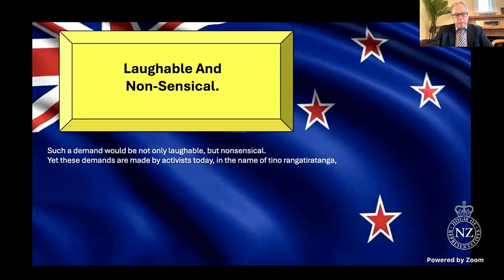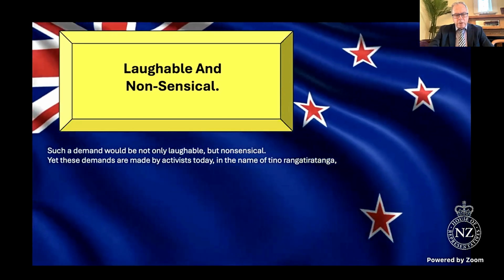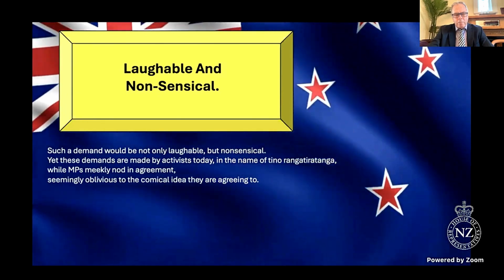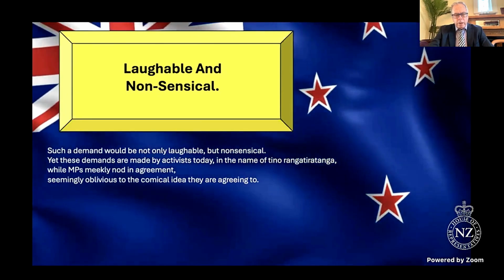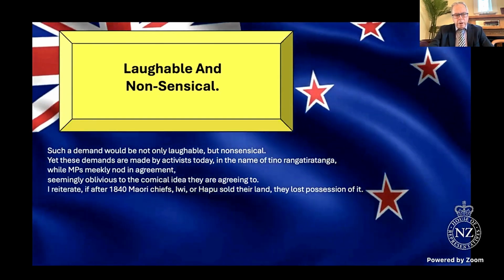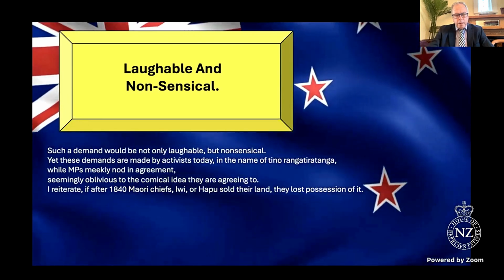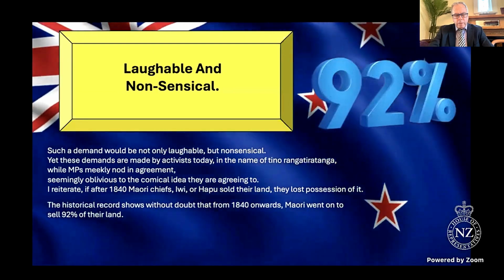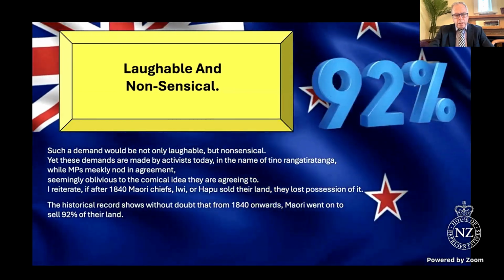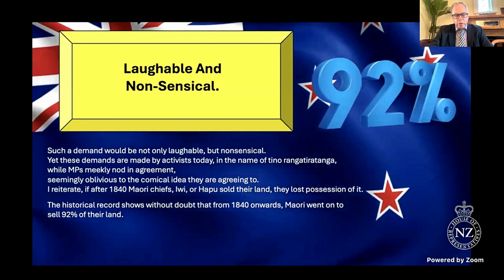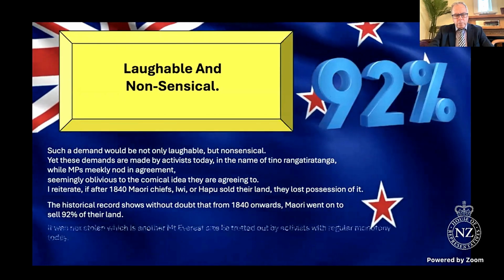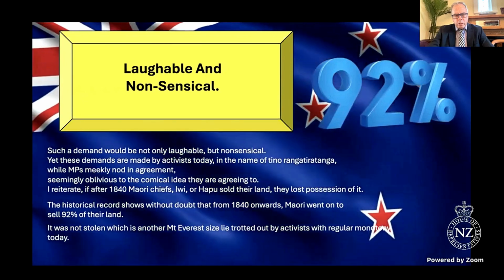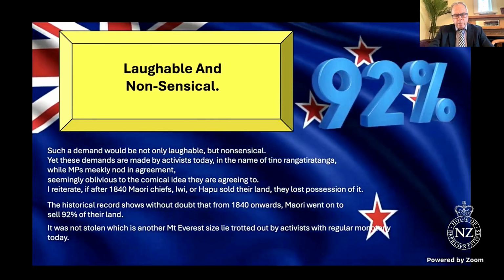Yet these demands are made by activists today in the name of Tino Rangatiratanga, while MPs meekly nod in agreement, seemingly oblivious to the comical idea that they are agreeing to. I reiterate, if after 1840 Maori chiefs, iwi or hapu, sold their land, they lost possession of it. The historical record shows without doubt that from 1840 onwards, Maori went on to sell 92% of their land. It was not stolen, which is another Mount Everest-sized lie trotted out by activists with regular monotony today.